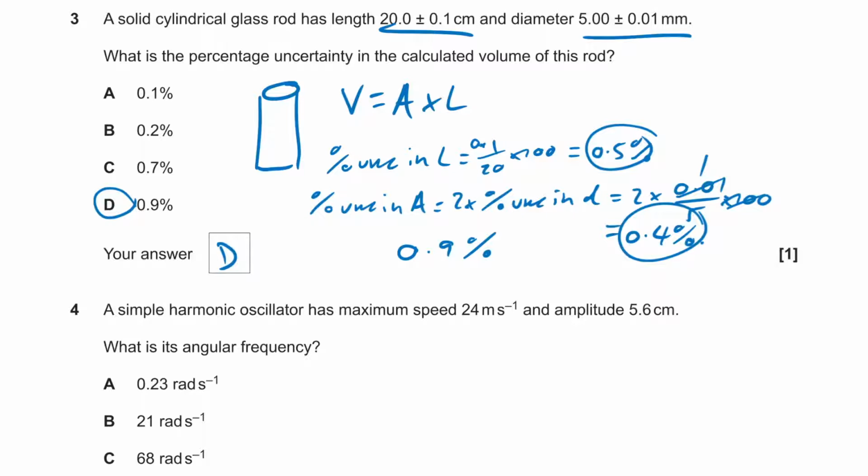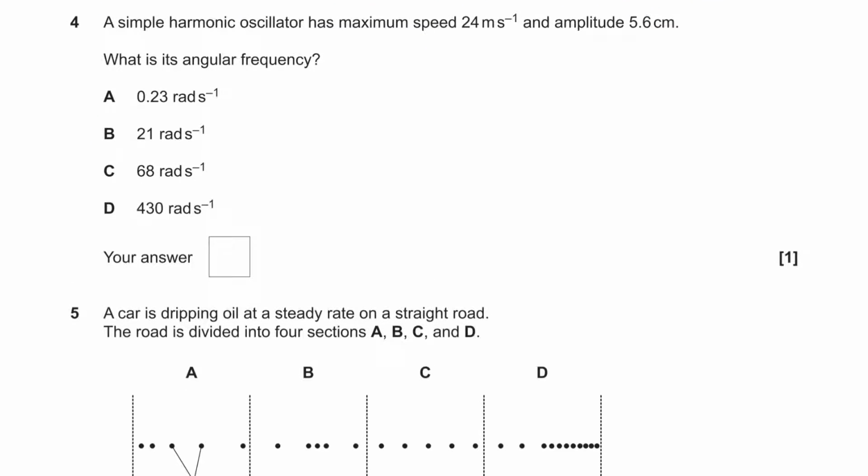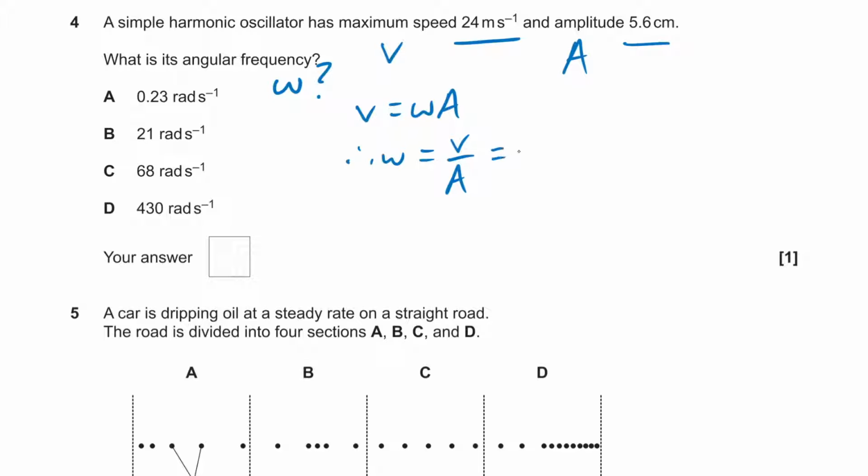That is a lot of work for a 1 marker. 4, an SHM oscillator has a maximum speed of that and an amplitude of that. What's its angular frequency? So we have V max, I'm just dropping the max, we have A. We're looking for omega. The equation is V is equal to omega A. Therefore, omega is equal to V divided by A. So it's 24 divided by, careful, it's in centimeters. That gives us 429. So the answer is D.